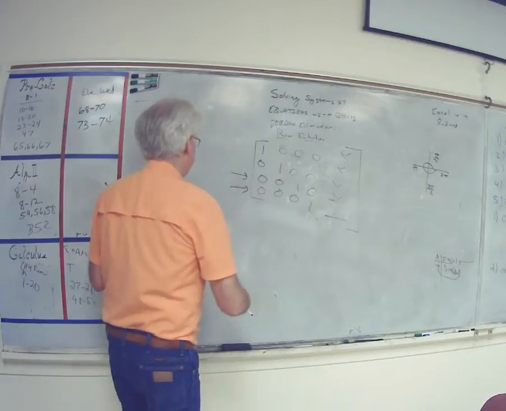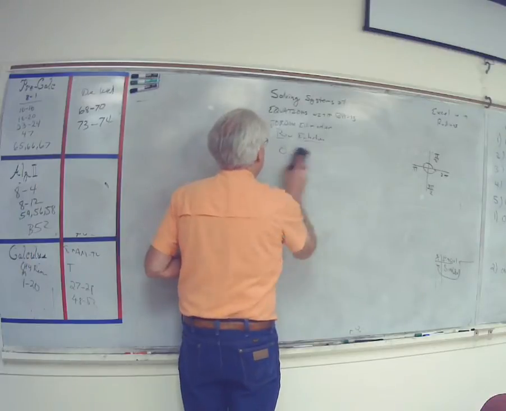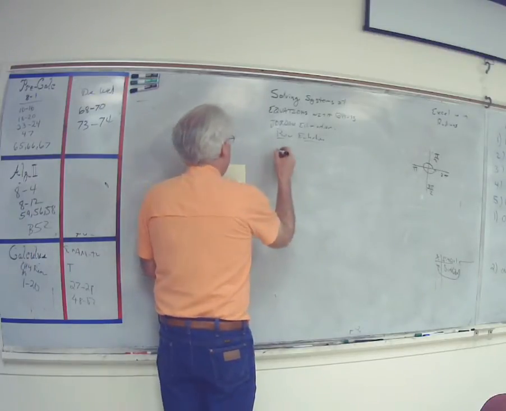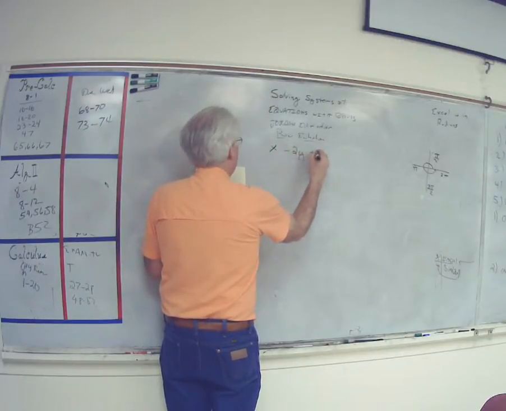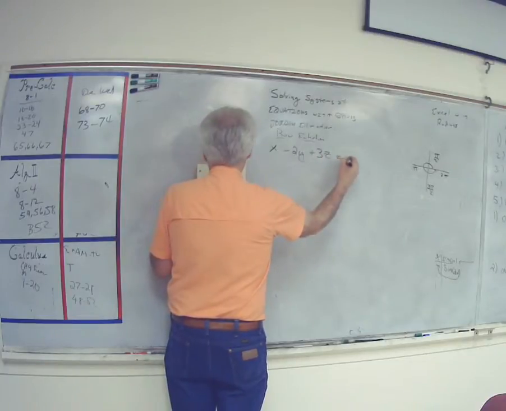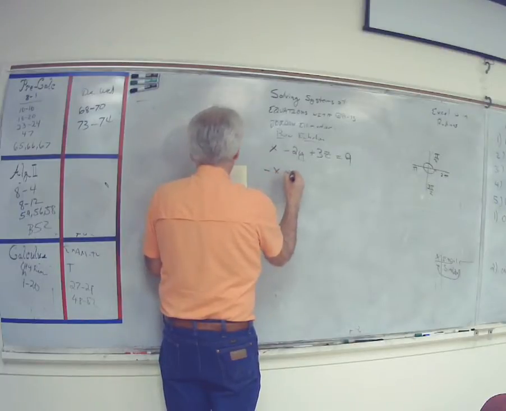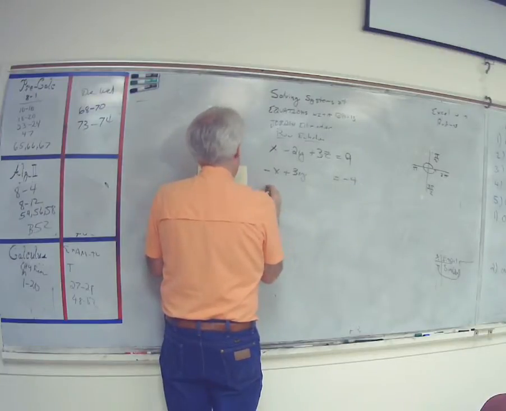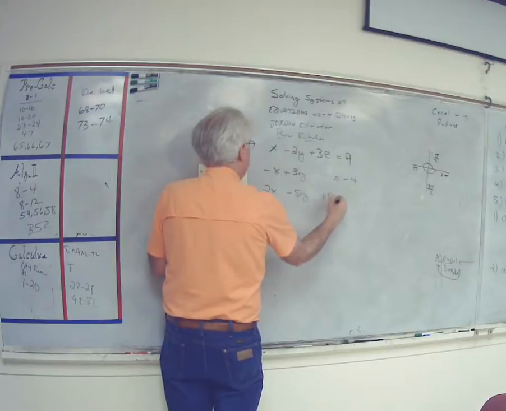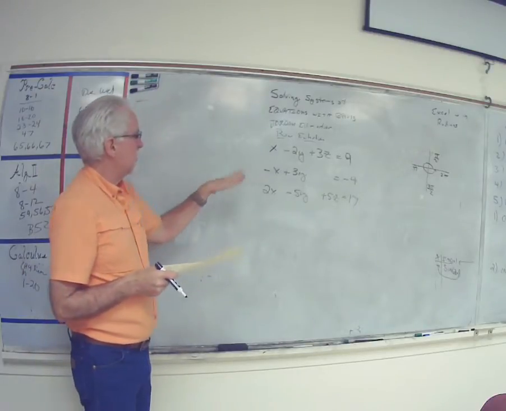Okay, so what we want to do now is let's work a problem. All right? So I have x minus 2y plus 3z equals 9. I have minus x plus 3y equals minus 4. I have 2x minus 5y plus 5z equals 17. Okay, so what is the first thing I need to do here?